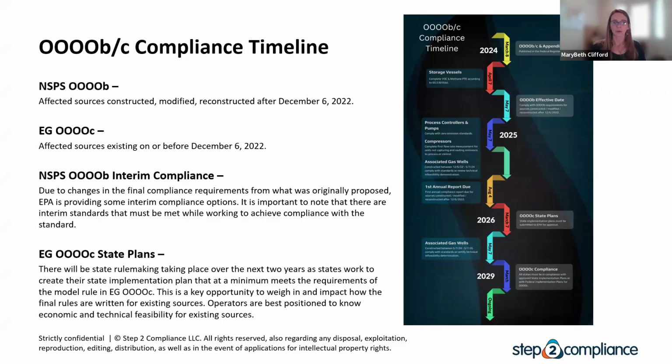And then also look for, under the emissions guideline Quad O C, states are going to be kicking off a lot of rulemaking very shortly over the next 2 years to meet their deadline, as they have 2 years. They have until March 8th, 2026 to submit their state plans.